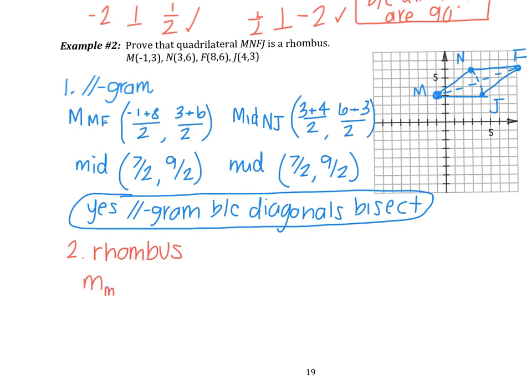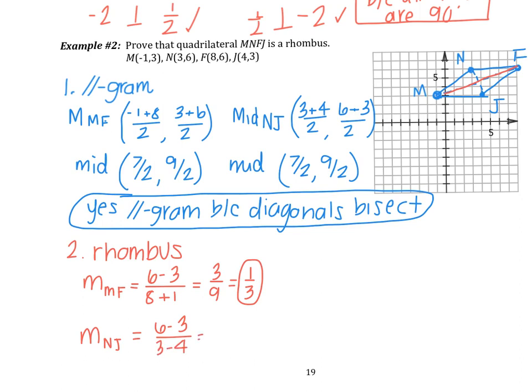The slope of MF is going to equal 6 minus 3 over 8 minus -1, or plus 1. So you get your slope of 3 over 9, which simplifies to 1/3. Okay, that's my one slope of MF. Well, let's do the slope of my other one. So that is NJ, my other diagonal. 6 minus 3 over 3 minus 4. So 3 over -1, which is -3. The slope of NJ is -3.